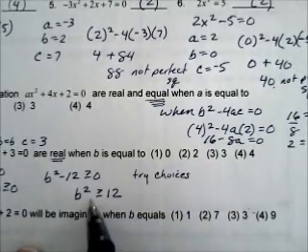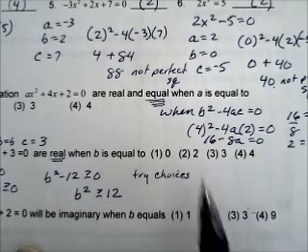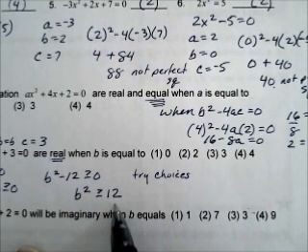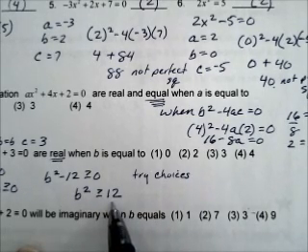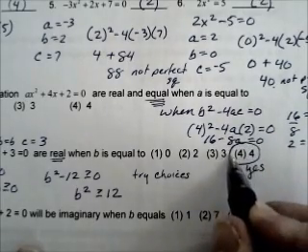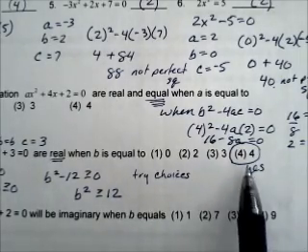Is 2 squared, which is 4, greater than or equal to 12? No. Is 3 squared, which is 9, greater than or equal to 12? No. Is 4 squared, which is 16, greater than or equal to 12? Yes. So the roots of the equation would be real if b is equal to 4.